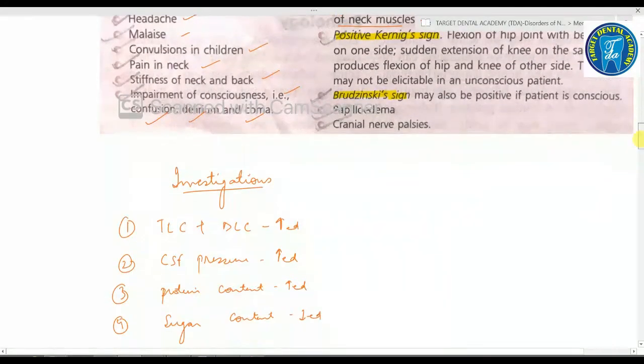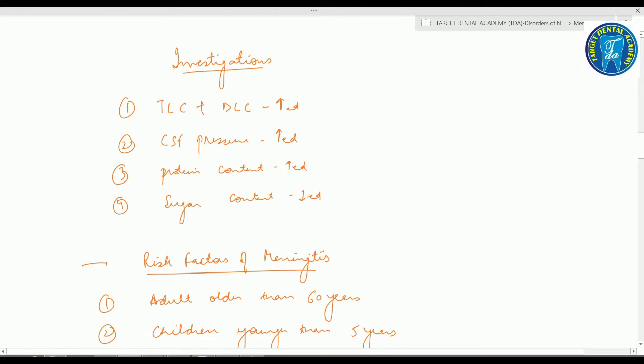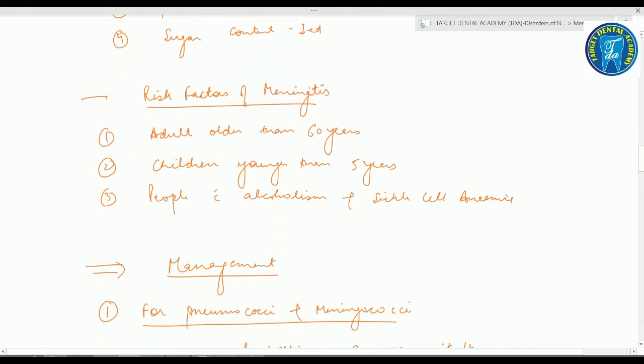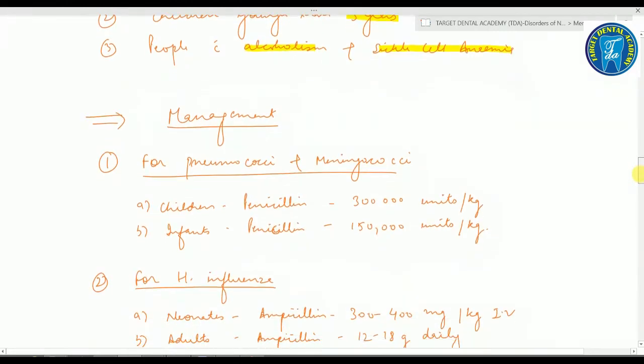Now coming on to the investigations. So in this, the TLC and the DLC are increased, CSF pressure is also elevated, protein content is also elevated, and sugar content is decreased. Coming on to the risk factors of meningitis. So the risk factors are: adults older than 60 years are at higher risk of meningitis. Children younger than 5 years of age are also at greater risk of meningitis. So are people with alcoholism and with sickle cell anemia. Fine. Now coming on to the management part.